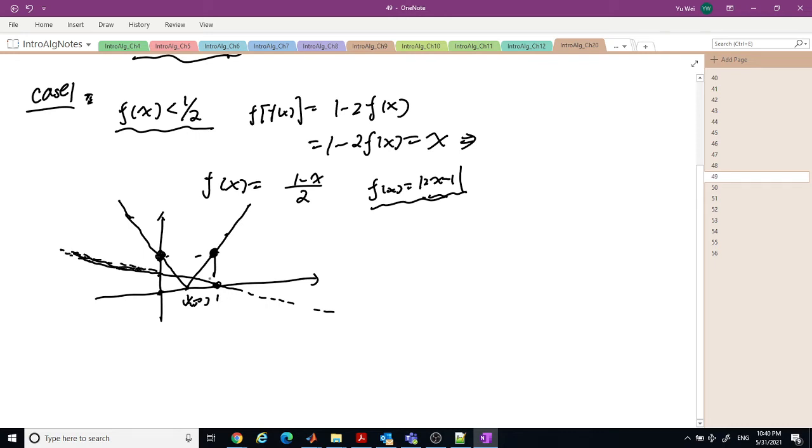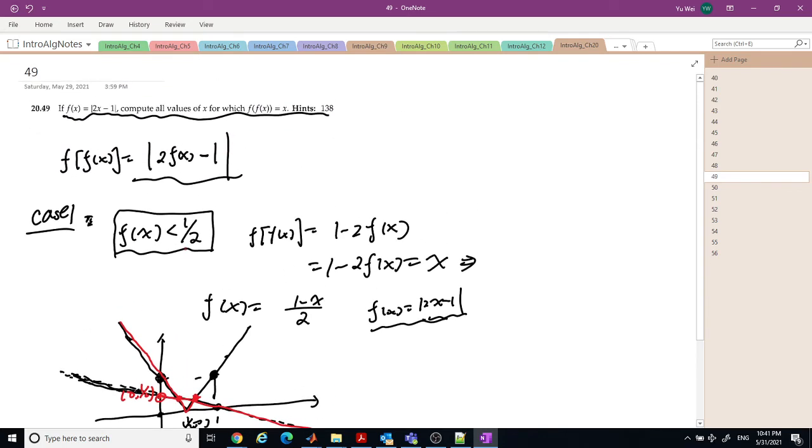But there is a definition. We need f(x) to be less than or equal to 1/2. That means the only valid section is here, because this is 1/2. Okay, so the intersection of this one and this one, you can see we have 2 intersections. Now you can try to solve the x here, right?